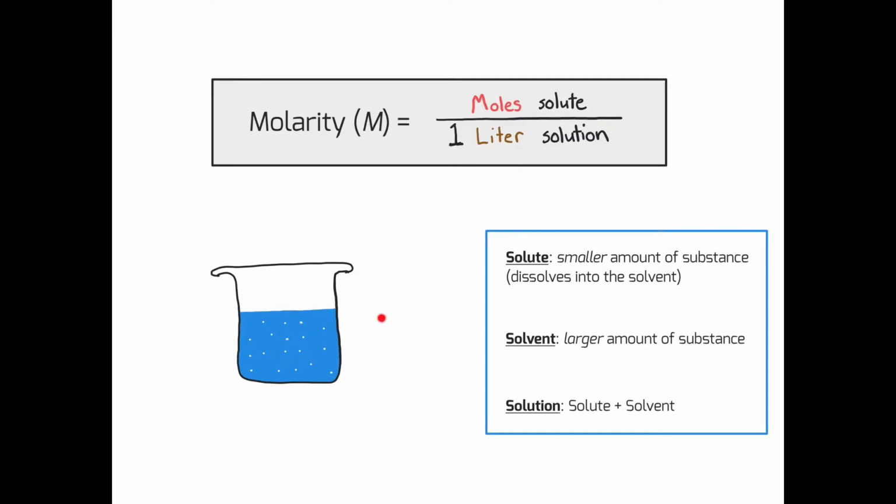So if we look at our little drawing over here, these little white particles are the solute because there's less of them, and the water that surrounds it is the solvent, and then together they make up the solution. If you're having a hard time remembering the difference between solute and solvent, there's a little trick you can use. So solute, the word, has 6 letters, and the word solvent has 7 letters. So solute is a smaller word, and it's also the smaller amount of substance.